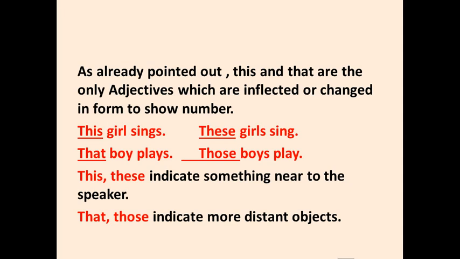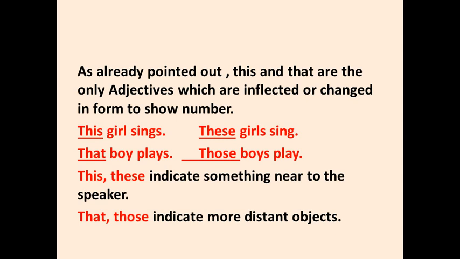As already pointed out, this and that are the only demonstrative adjectives which are inflected, or you can say the word is changed in form to show number. Like: This girl sings, these girls sing. Here this girl means a singular noun, these girls means plural nouns. That boy plays, those boys play.